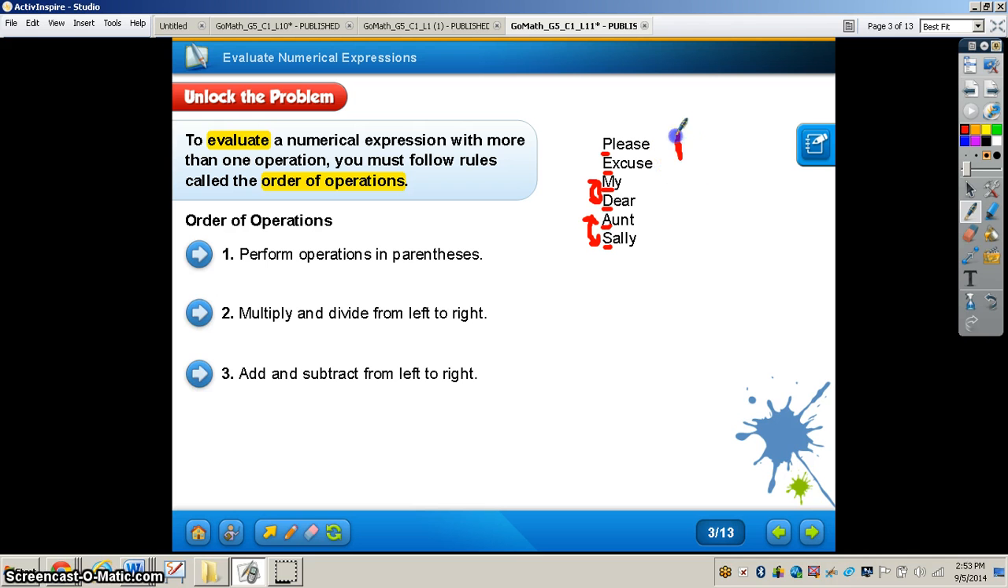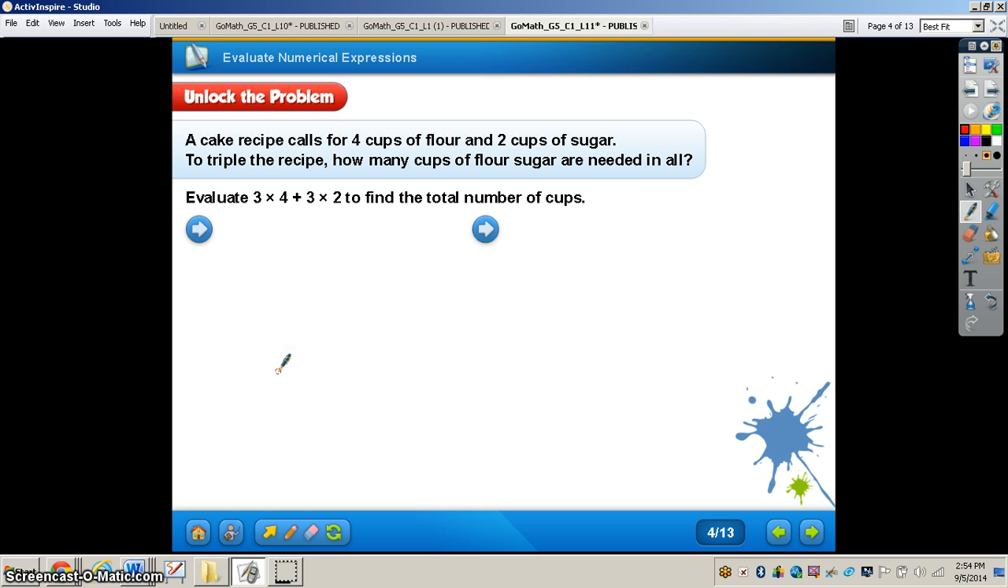So I usually just like to write P, E, M, D, A, S. Please excuse my dear Aunt Sally: parentheses, exponents, multiplication or division, whichever one comes first from left to right, addition or subtraction from left to right. Okay, so let's take a look at the Unlock the Problem on page 47.